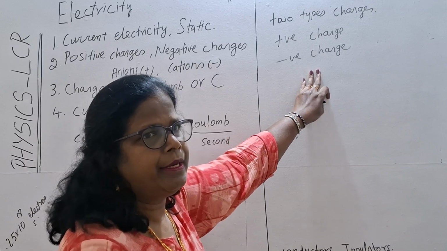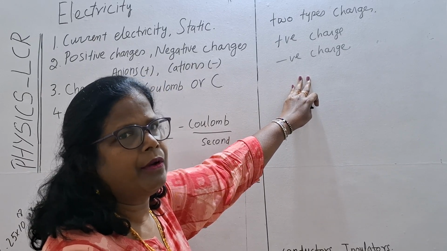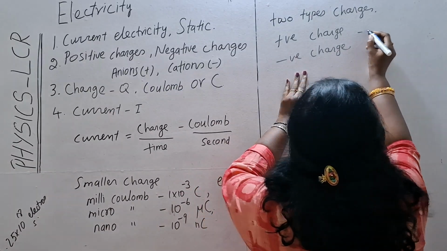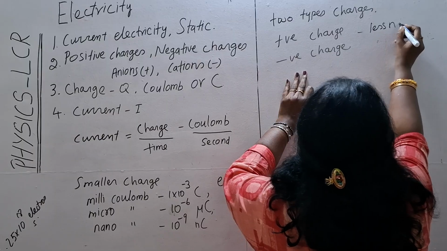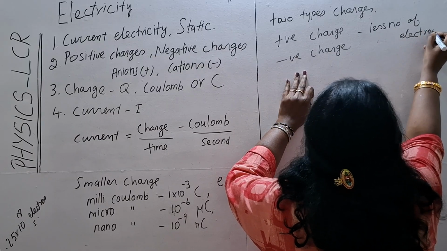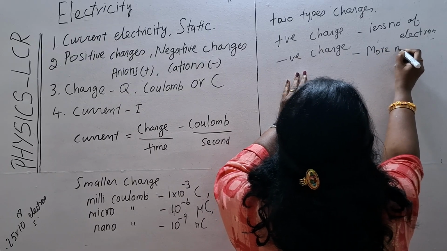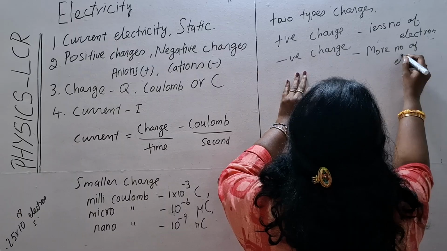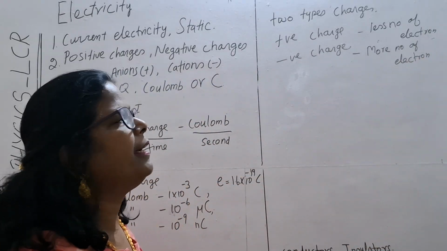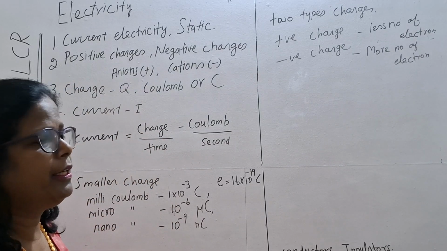A negatively charged body has a more number of electrons. Here, in the positive body, there is a less number of electrons. A negative body, we can say, has more number of electrons. This is a positively charged body and a negatively charged body. So two types of charges are there, positive charge and negative charge.